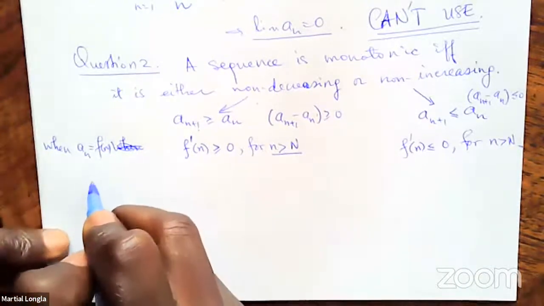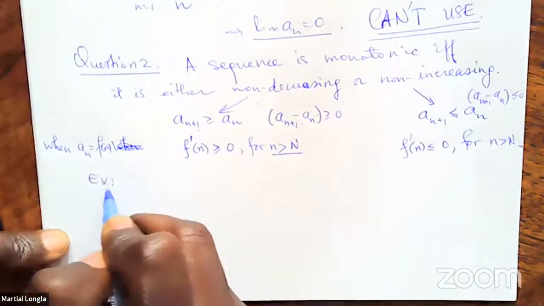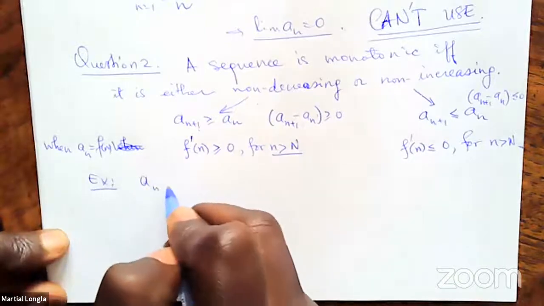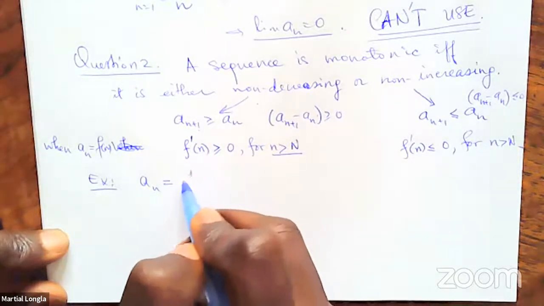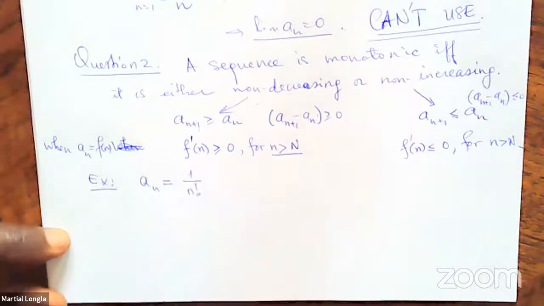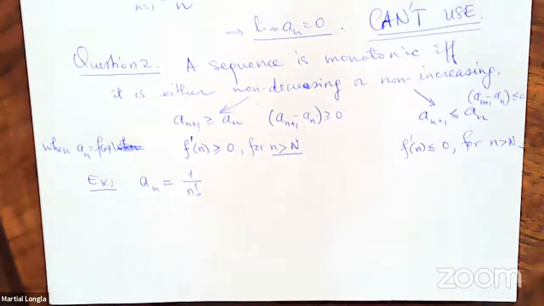Now, example. An equals, say, 1 over n factorial. Let's say we give you this.